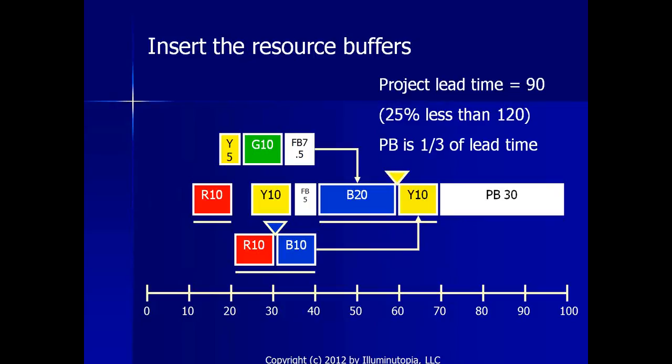It is now 90. It's 25% less than the actual 120 that it would have taken if we had done the original plan, and obviously we wouldn't have been able to achieve it without having overlap of the 2 blue tasks. And the project buffer works out in this case, and in many cases does, to be 1/3 of the project lead time. So this is what the critical chain plan would be here, and there's a very high probability that we will finish before the end of the project buffer.